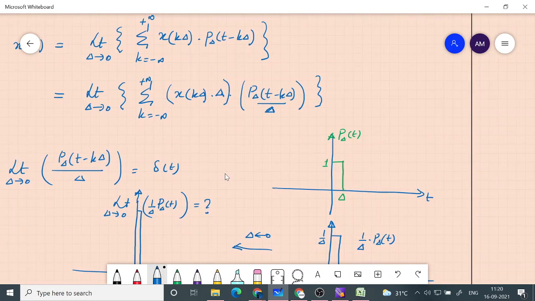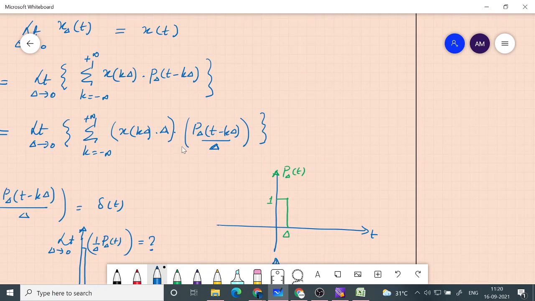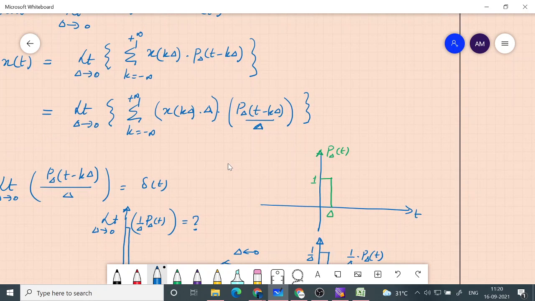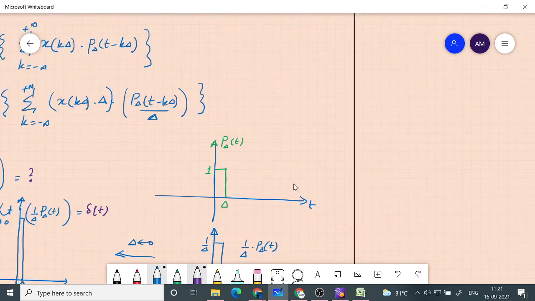Going back, yeah, x of k delta into delta and then p of... so I have some more detail here. This is not correct. So this is basically delta of t. And what about this t minus k delta? T minus k delta. So what is this? I have to say that again.